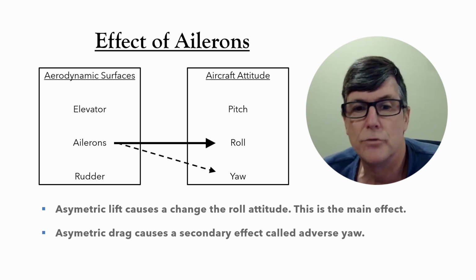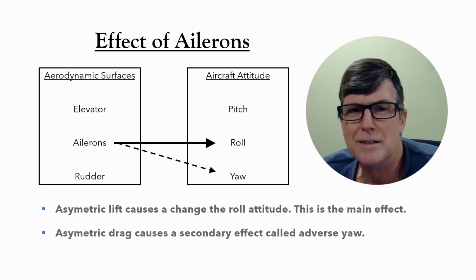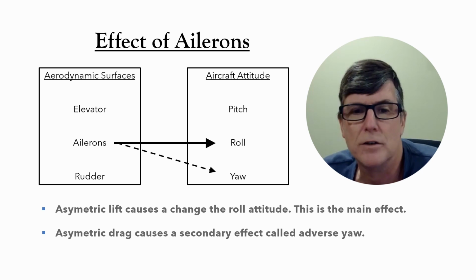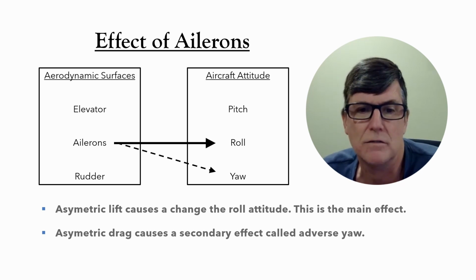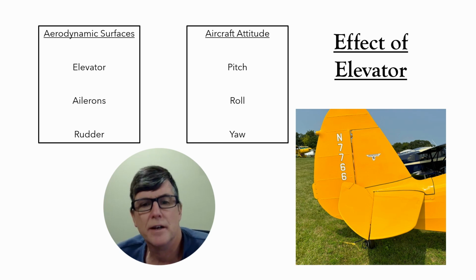Many modern trainers have a lot of the adverse yaw engineered out of them. Therefore, a lot of pilots don't really fully appreciate how strong adverse yaw can be until they fly an airplane that was designed in the 1940s or 1950s. Now let's move on to the elevator.